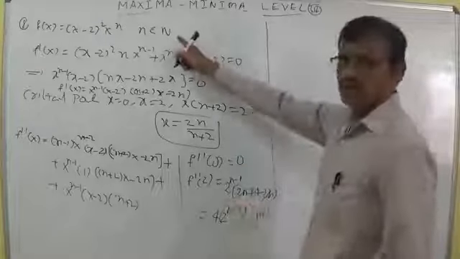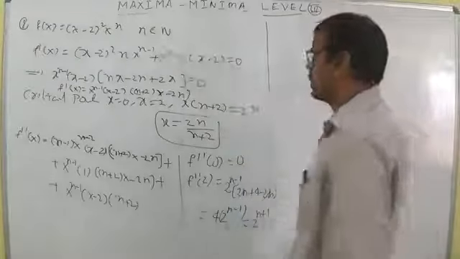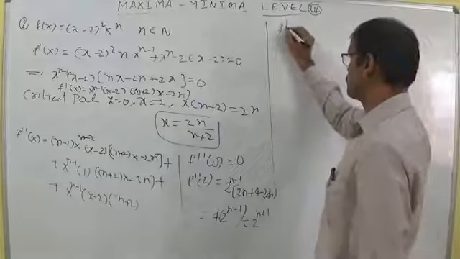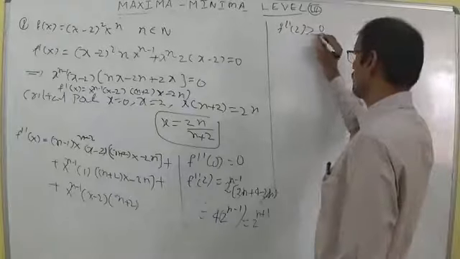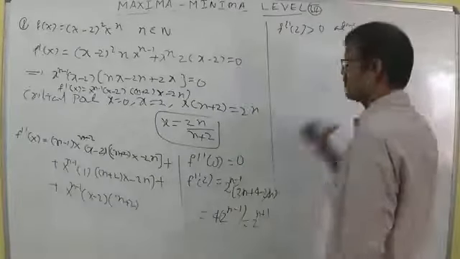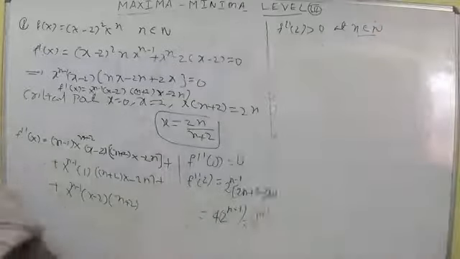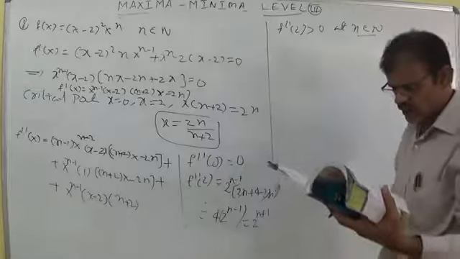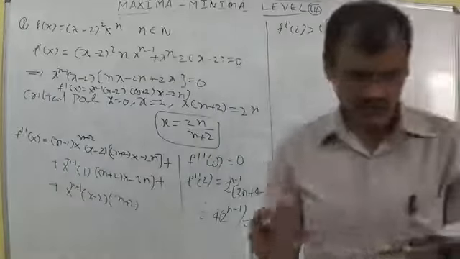Here they have given the value n belongs to capital N. Whenever n belongs to capital N, a natural number, it is always positive. So f double dash of 2 is greater than 0, since n belongs to capital N. So for any natural number it is a minimum. Students, minimum value only, the 4th option is there.